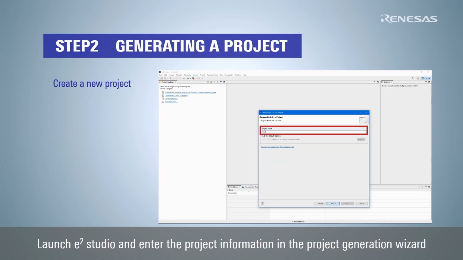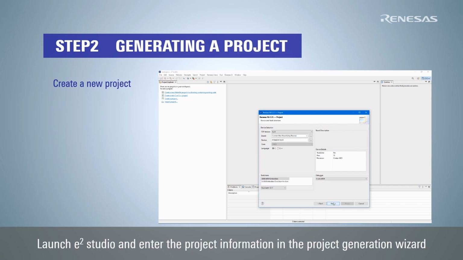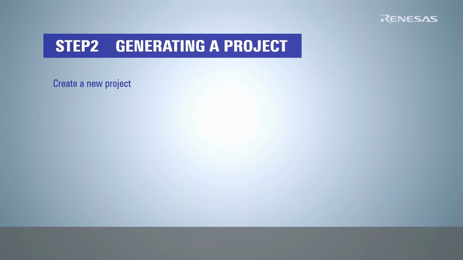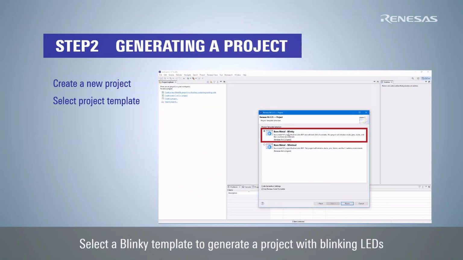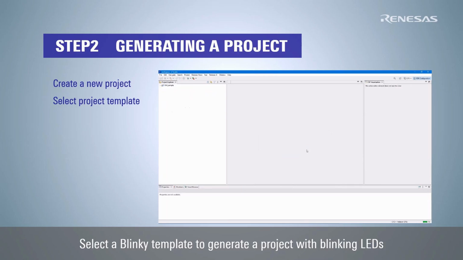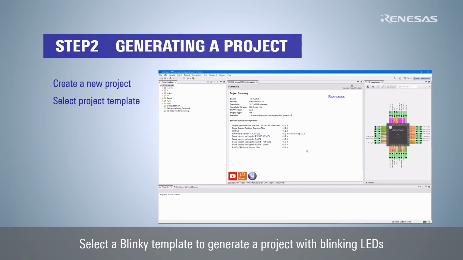Enter the project name and, if necessary, specify a location to store the project. On the Device and Tools selection page, select FPB RA0E1 for board, the latest GNU ARM embedded for toolchain, and J-Link ARM for debugger. On the Project Template selection page, select a Blinky template. You have now generated a project to blink the LED.